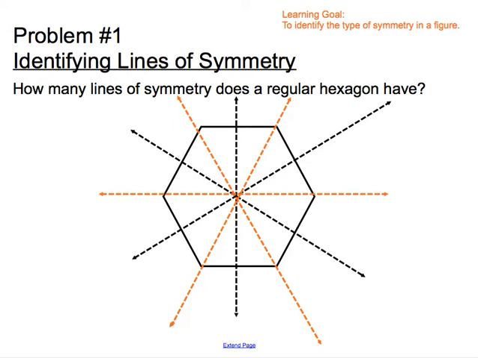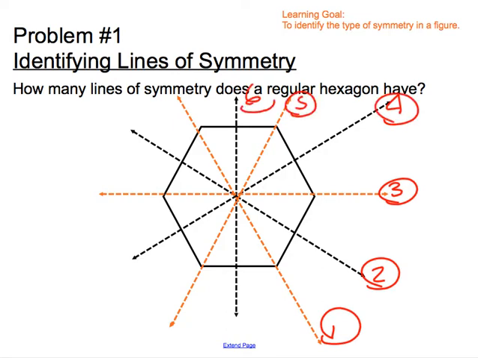The mistake that people make is usually counting them incorrectly. You can see that this orange line is one all by itself. If we start counting, we have this one, we have this one, we have 3, 4, 5, and 6. The mistake that I see people making is they count this one as 7. But if we follow this one to the other side, we can see that we've already counted it. And the same thing with all the rest of these. So how many lines of symmetry does a regular hexagon have? It has 6 lines of symmetry.